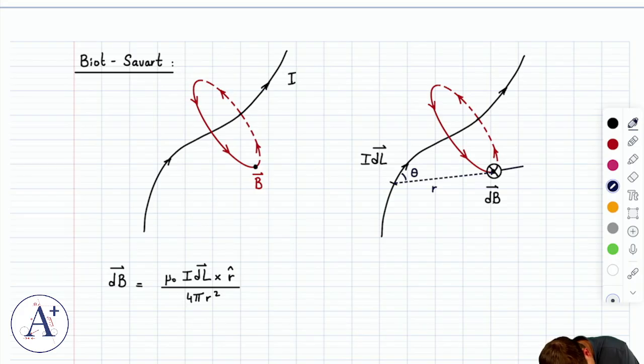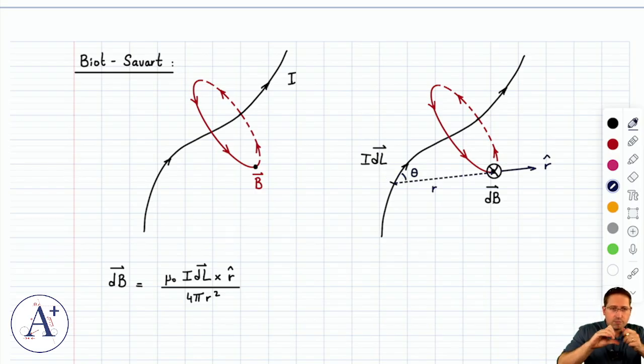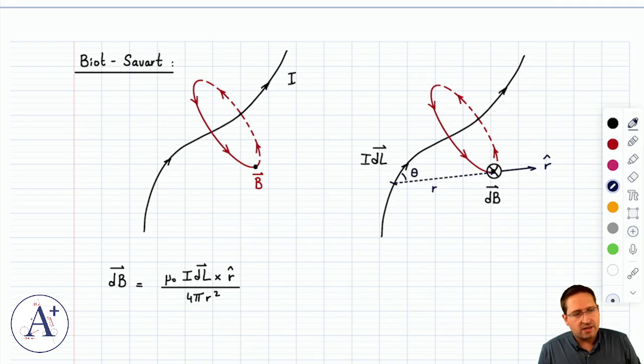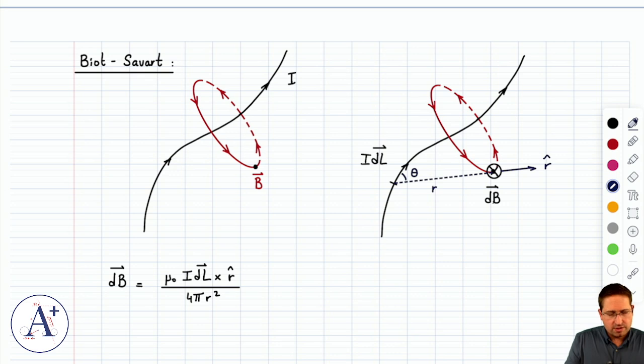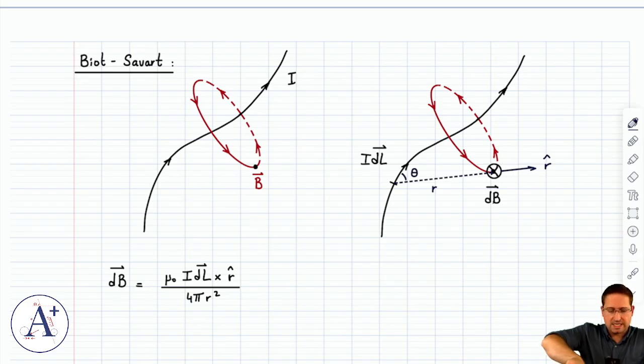And at the point of interest, r hat is the vector that points away from the base of I dl. So it's aligned with the dotted line and points away from the base of I dl. Now r hat, along with dl, tells me that dB is into the page, because dl cross r hat is a cross product and the right-hand rule applies: first vector along my forefinger, that's dl, second vector, r hat, along my middle finger, and my thumb will point into the page, and that's the direction of dB.